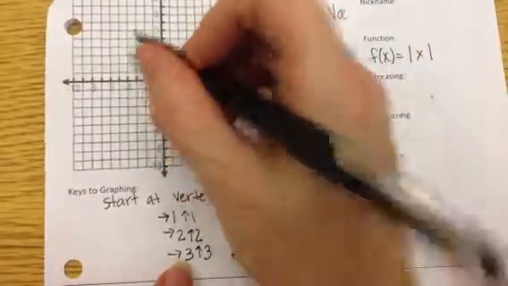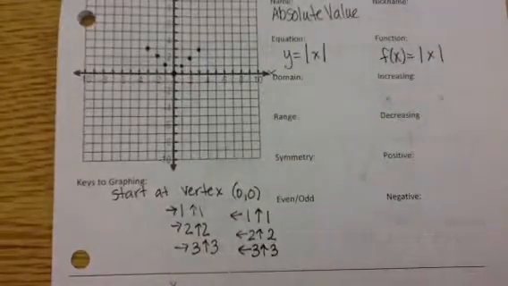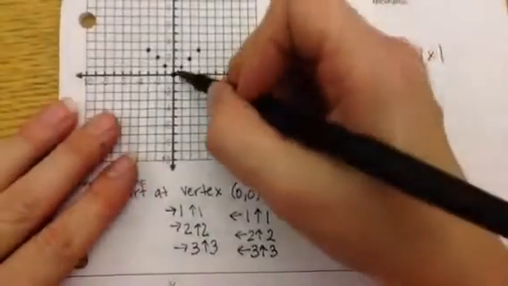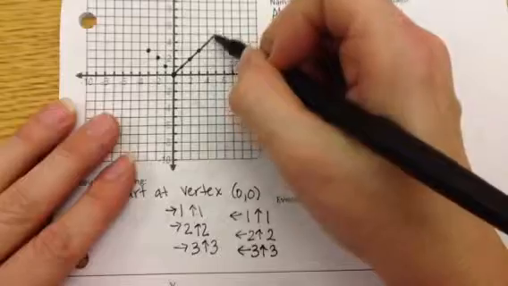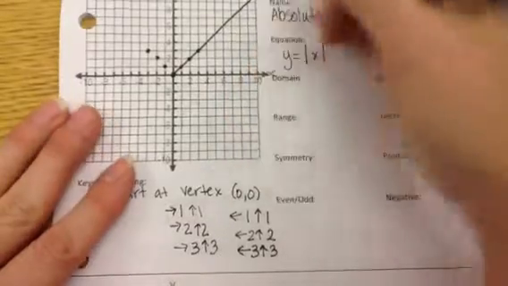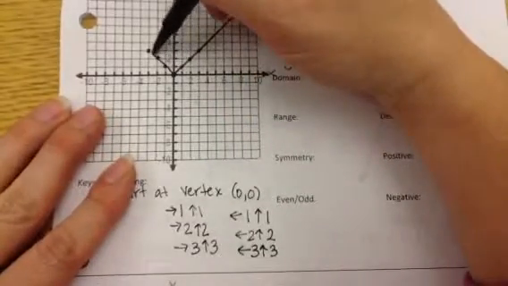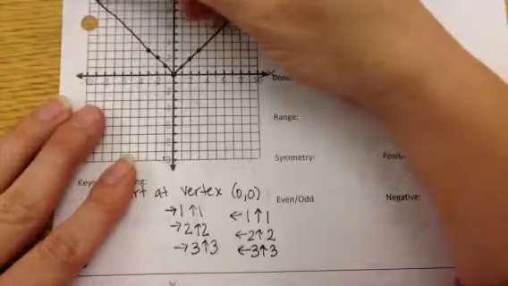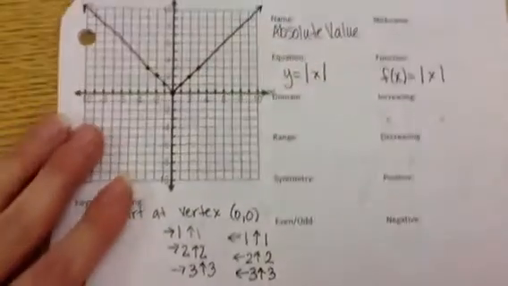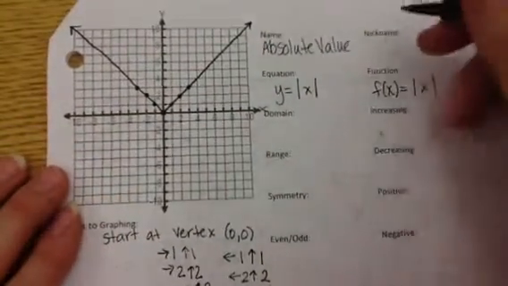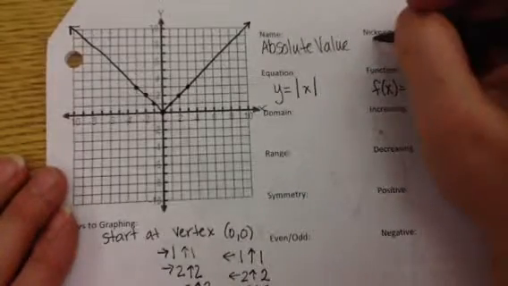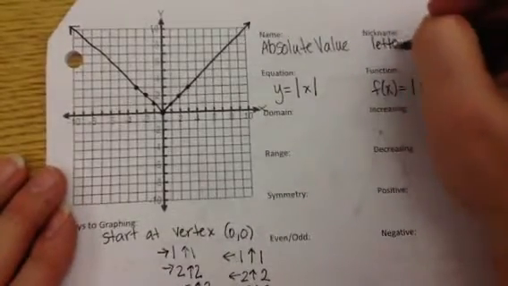Left 3, up 3. Now this function continues in that pattern, so I'm going to end up with a nice straight line on this side and a nice straight line on this side. And for that reason, I have nicknamed the absolute value function the letter V.